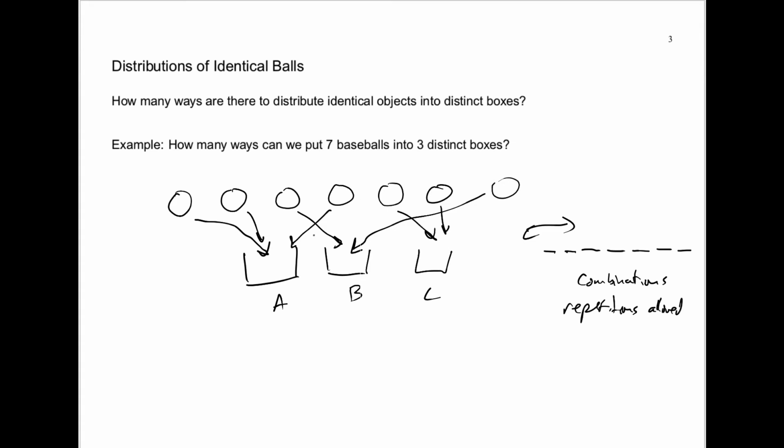And so this distribution of identical balls into the boxes A, B, and C would be like the combination A, A, A, B, B, C, C. In other words, just a combination that has 3 A's, 2 B's, and 2 C's. It doesn't matter what order I write that in. And you can see any distribution of identical balls into distinct boxes can be mapped to a combination like this, and vice versa.